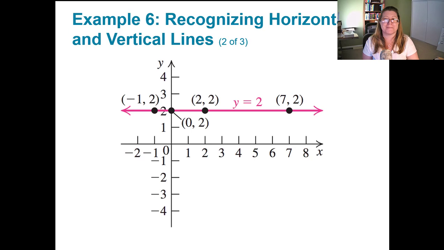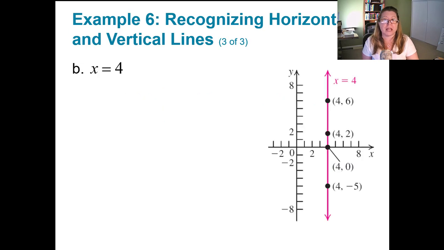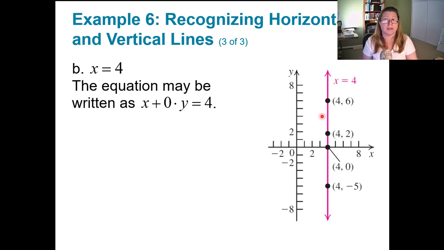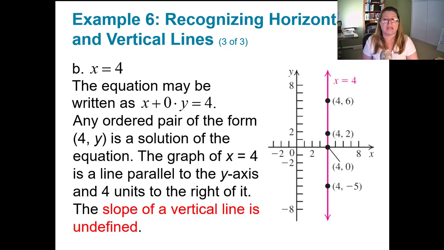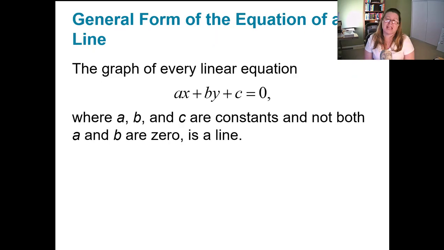For a vertical line, X is 4 everywhere, and y is completely arbitrary. You can pick any y you want. Again, you could rewrite it as x plus 0y equals 4, and then choose a y value, and that way you could get a second point. Just remember, a vertical line has an undefined slope because the change in x is 0, and that's in your denominator. Now we talked about point slope, we talked about slope-intercept.